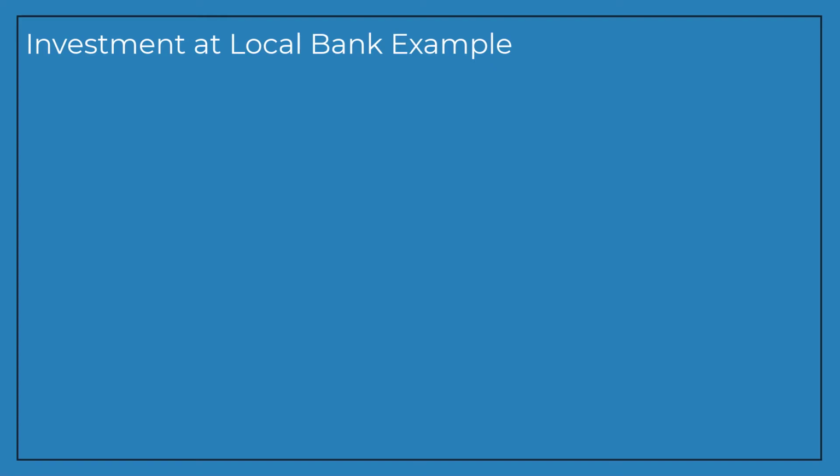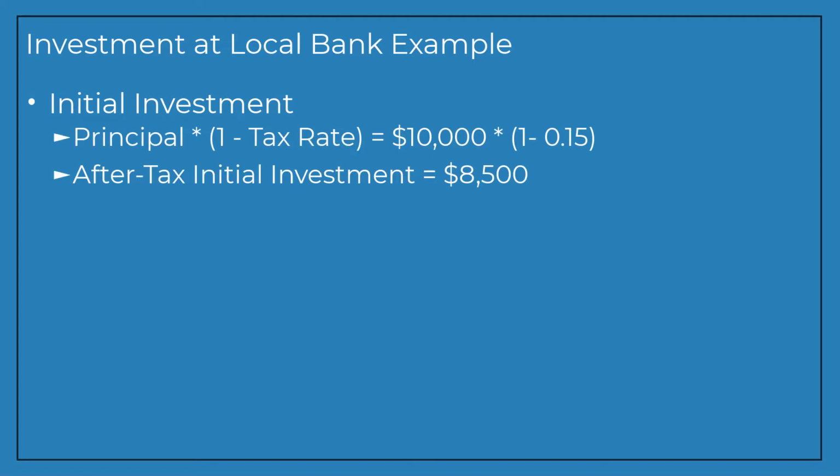Now let's see what the $10,000 will grow to if you invest it at your local bank. Because the money is not being contributed to a defined contribution plan, you'll not only have to pay ordinary income taxes before you can invest, but you're also going to have to pay income tax each year on any gains you receive from the investment. So let's break this into 2 steps and first tackle the initial investment. As your current tax rate is 15%, we'll multiply the $10,000 by 1 minus the tax rate, and you'll be left with $8,500 to invest.